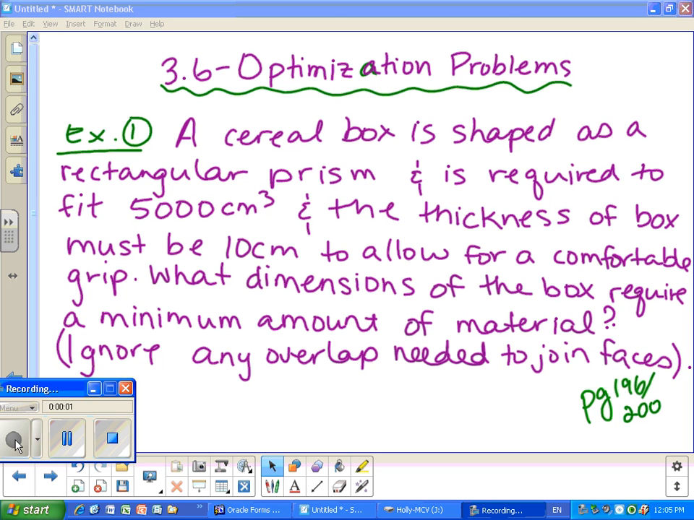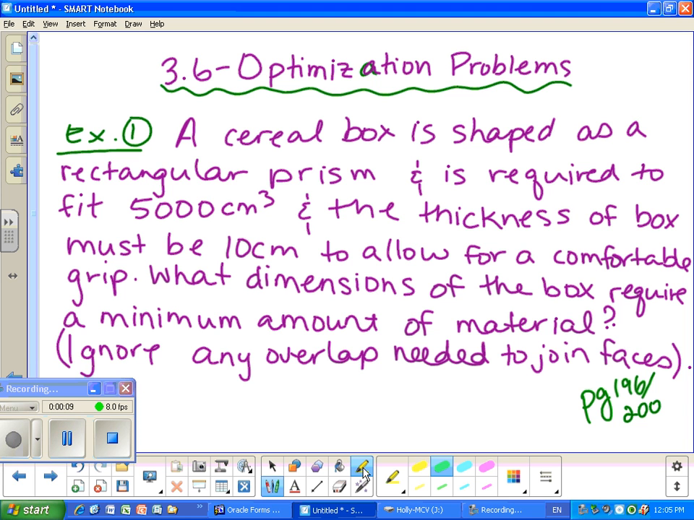Going to be doing, you're looking at a cereal box, and we're trying to minimize the amount of material that we need. Just in case, so you see over here, oh, that was the wrong color to use, but pages 196 and 200 have steps on how to do a lot of these optimization problems. You don't have to copy it down, but just so you know that they're there.